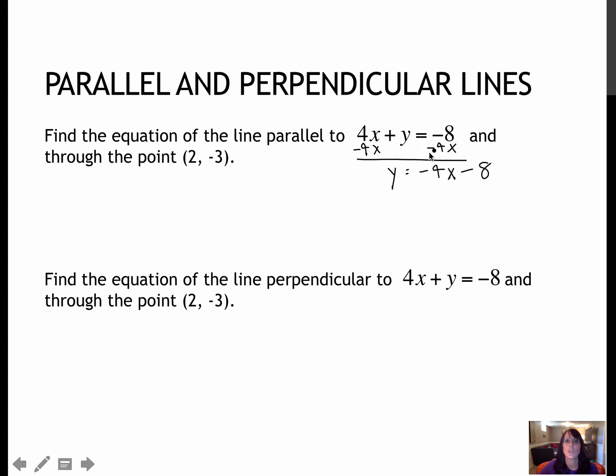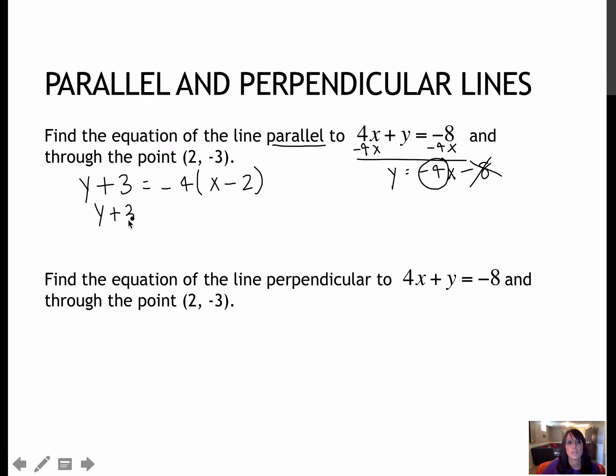Now the reason I need to do that is because I'm going to use point-slope form and then slope-intercept form to write my equation using a slope of negative 4, because parallel lines have the same slope. So I don't really care about this negative 8. I care that the slope is negative 4, so my new equation that's parallel to that will also have a slope of negative 4. So I'm going to say y minus negative 3, so y plus 3, equals my slope, x minus my x value.